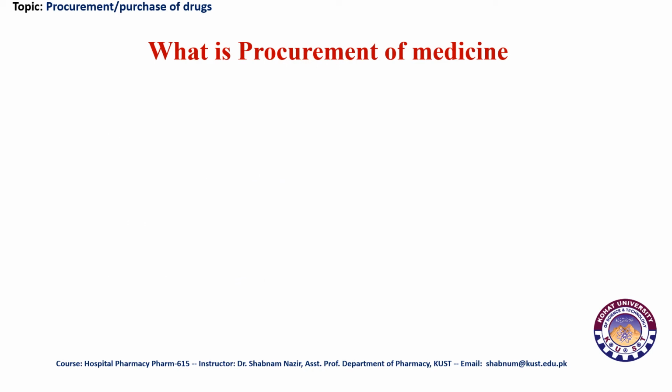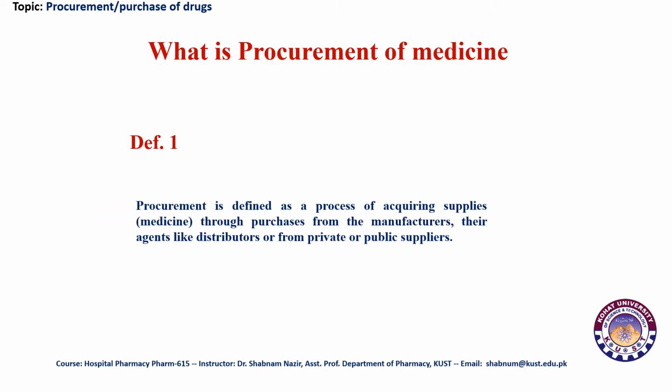So what is procurement of medicine? First way to define it is that procurement is defined as a process of acquiring supplies, medicines in case of the hospital pharmacy, through purchase from manufacturers, their agents like distributors, or from private or public suppliers, like we can say community pharmacies.